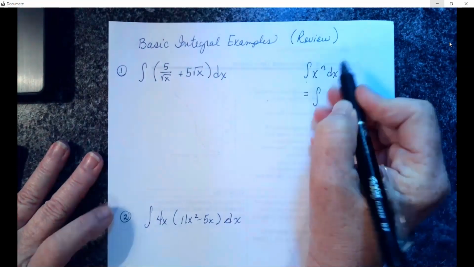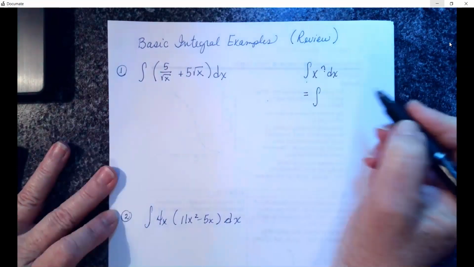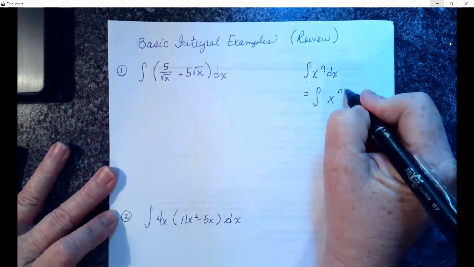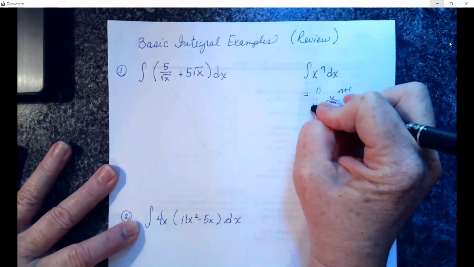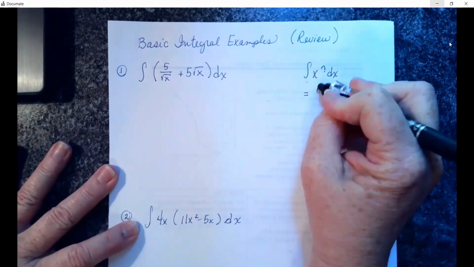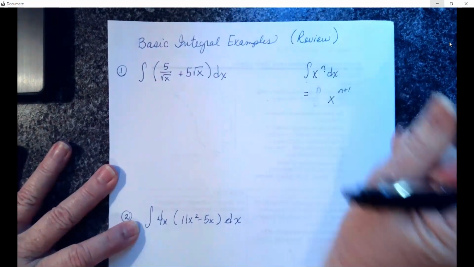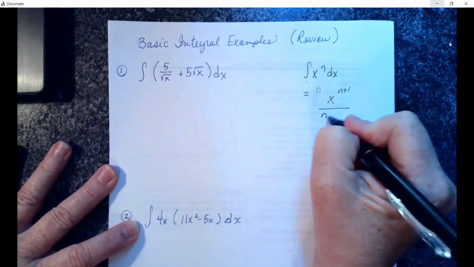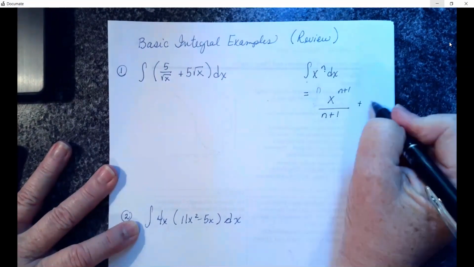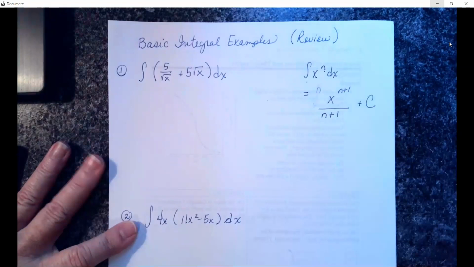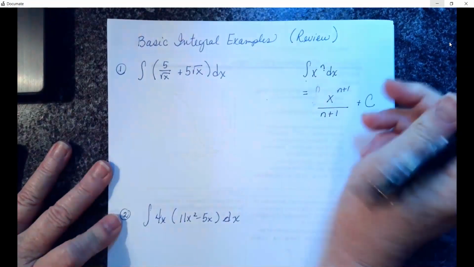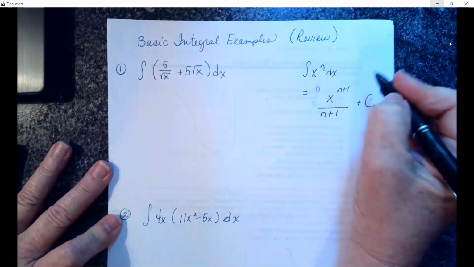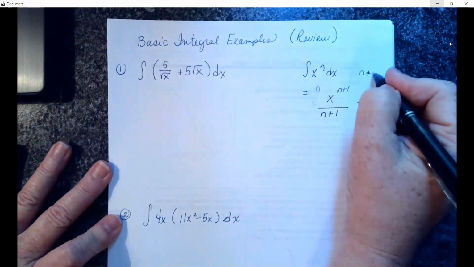Rather than subtracting 1 from the exponent, we add 1 to the exponent. And then rather than multiplying by the original exponent, we divide by the new exponent, right? Now, the only exponent for which that rule doesn't work is n equals -1.